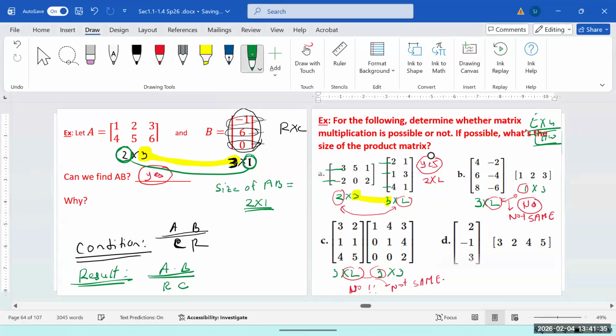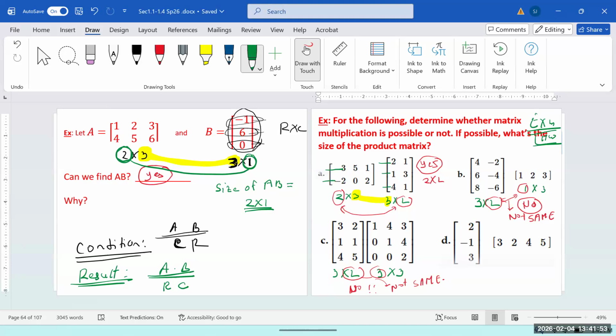Professor, I had a question. You're basically looking at whether the values match up, right? The number of columns on the left has to match the number of rows on the right.